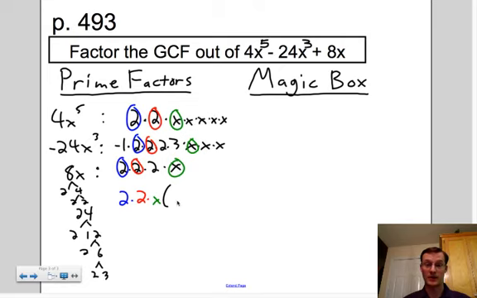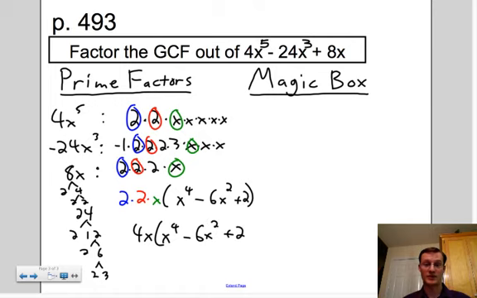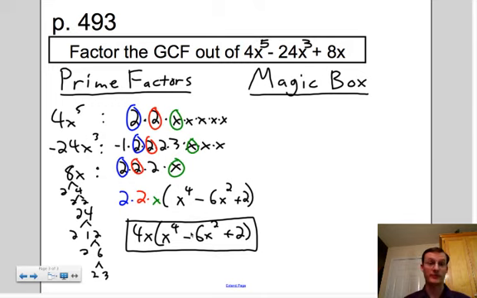1, 2, 3, 4. So positive x to the 4th. In this row we have the negative, so we're going to subtract. 2 times 3 is 6. X times x is x squared. And in this term we have just a 2 left, and it's a positive 2. So this is 2 times 2, which is 4x times x to the 4th minus x squared plus 2. And that's the factored form. So you pull out those that you circled.